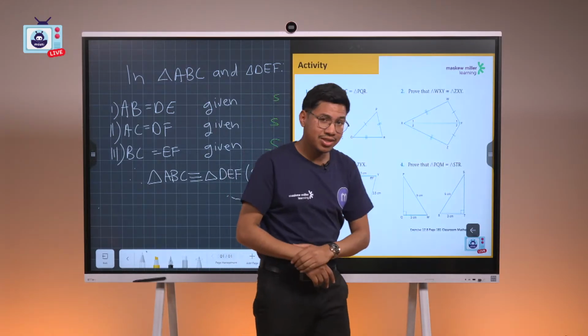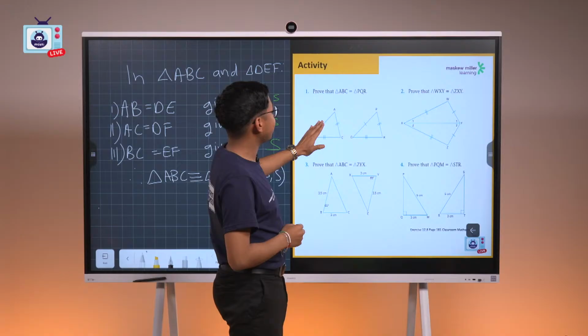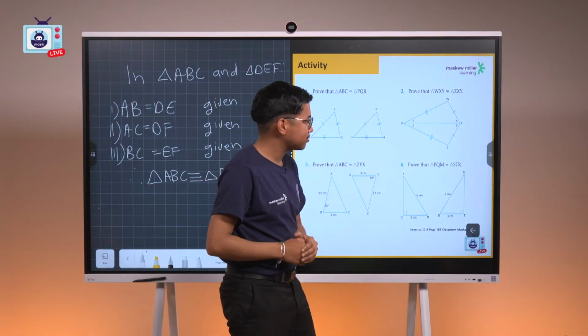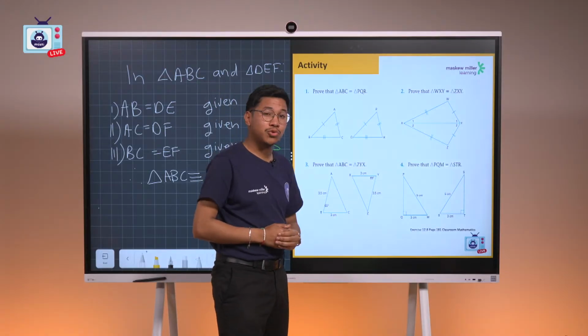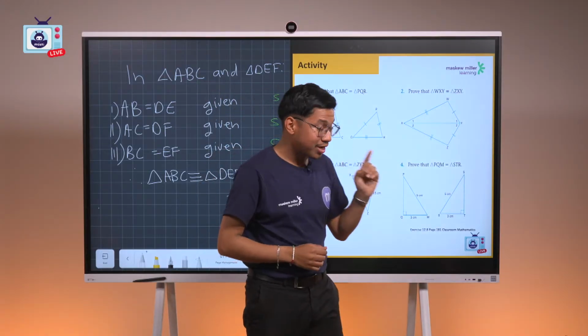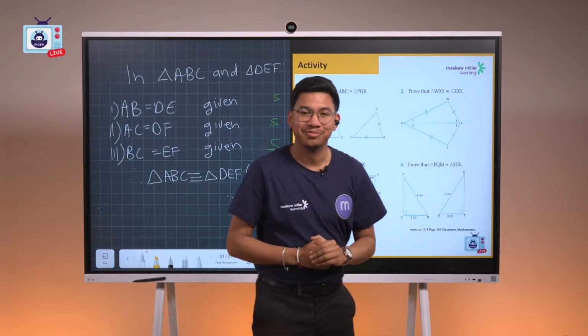We have an activity lined up for us. We have 4 triangles, or rather 8 in total, 4 different activities that we need to work through. So I'm going to tackle that after the break. Thank you.